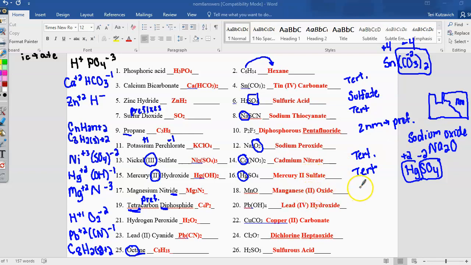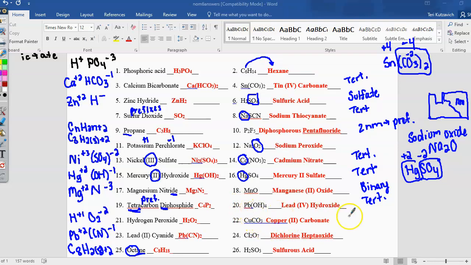This one, next one is a binary. So you just put the element names, and the second element name has to end in "ide." Manganese is a transition element, so it has to get a Roman numeral. So it's manganese, Roman numeral 2 oxide. This next one is a tertiary. It's lead, Roman numeral 4 hydroxide.